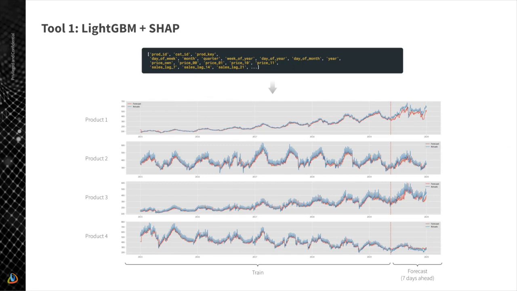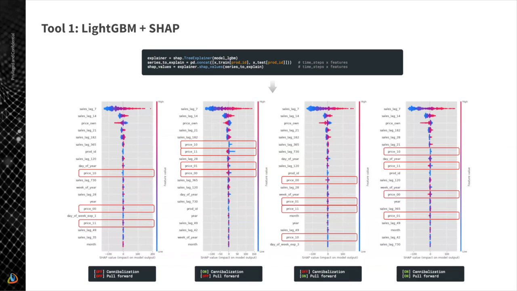We have this time frame as our training data, and this time frame as our forecasting test data. And once we fit this model, we can use the SHAP library to estimate contribution of different features by computing SHAP values for all the features that are inputs to our model. And here you can see the result of this analysis for 4 different scenarios. In the first one, we have just the seasonal effects without cannibalization and pull forward. Then we turn on cannibalization. In the third example, we have only pull forward. And in the fourth example, we have both cannibalization and pull forward turned on to generate our series.